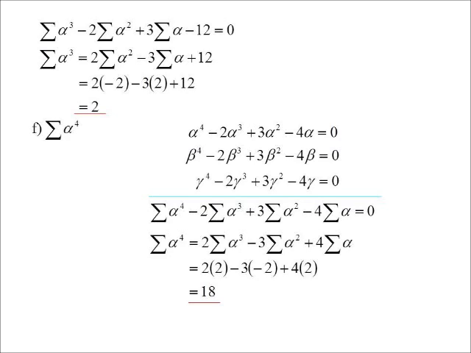I don't think I did the sum of alpha to the power of 5, but if we wanted to work that out now, using that same idea, I could come up with an expression, and it would be the sigma alpha to the power of 5 minus 2 times the sum alpha to the power of 4 plus 2 times sum alpha cubed minus 4 times sum of alpha squared. So in this case, just adding 2 to the power each time.